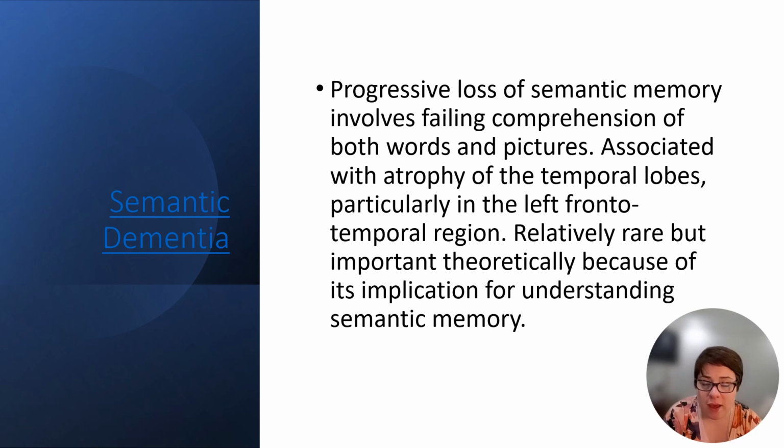Semantic dementia involves progressive loss of semantic memory. So this typically presents as failing to comprehend both words and pictures, and it typically develops as a result of atrophy of the temporal lobes, particularly the frontotemporal region. It's relatively rare, but it has resulted in a flourishing of research into the domain of semantic memory, so much so that we now know a lot about how semantic memory typically operates as a result of these patients.